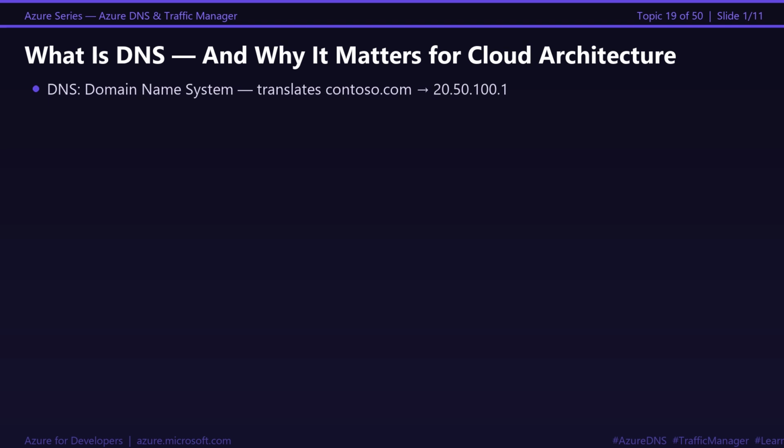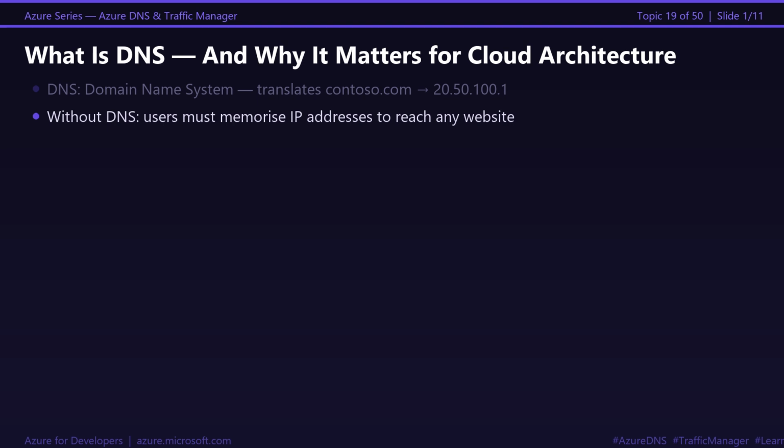Your browser asks a DNS resolver. The resolver asks a root server for the .com zone. The .com server points to your authoritative name server. Your name server returns the final IP. This happens in milliseconds, before your page even starts loading.